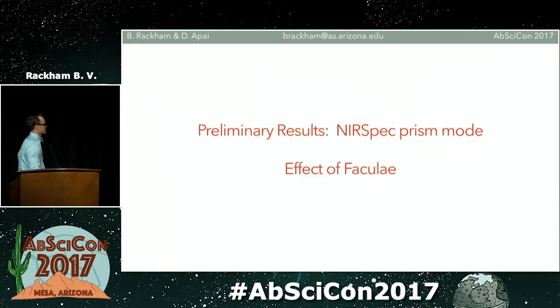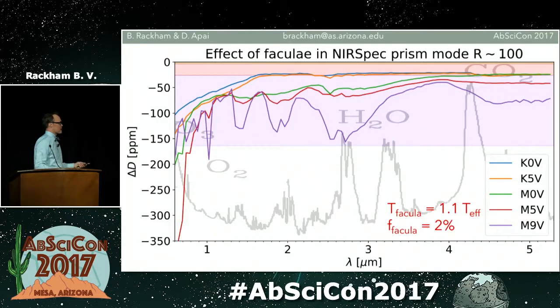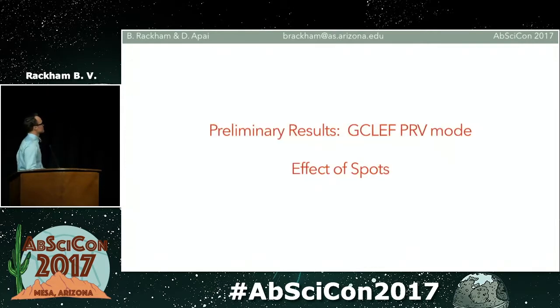For the case of faculae, it's pretty much the same, but in reverse. Faculae will decrease your transit depth, so we have negative delta Ds here, and it's largely a relatively flat signal for the larger stars, and when you get to cool stars, faculae can impart molecular features on your spectra.